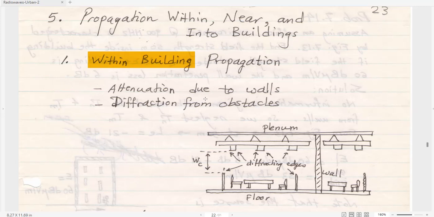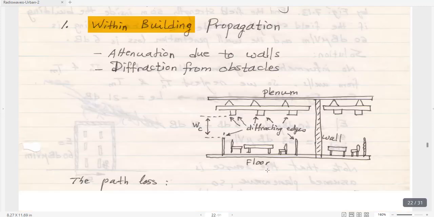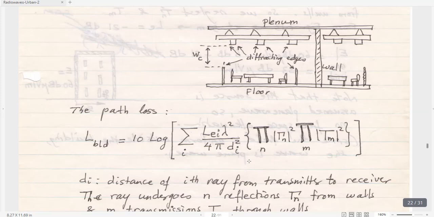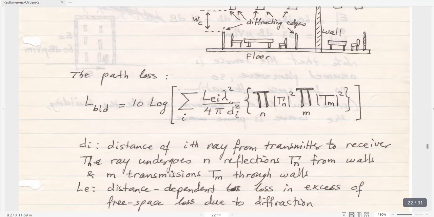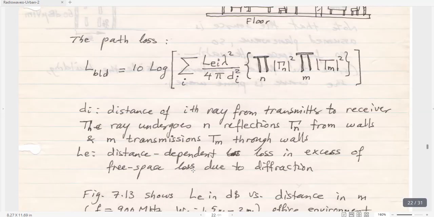We have attenuation due to walls. We have walls and diffraction from obstacles, chairs, tables, screens, lamps, and so on. This is the path loss in a building. Here, lambda is the wavelength. LE is the distance dependent loss in excess of free space loss due to diffraction.